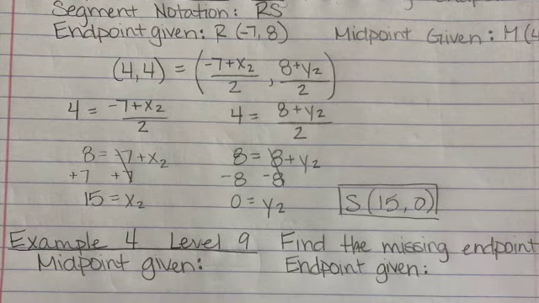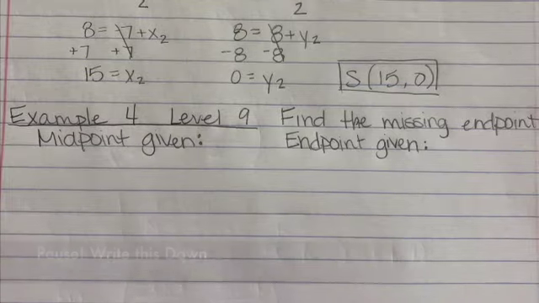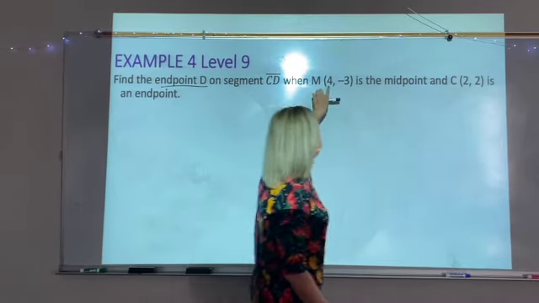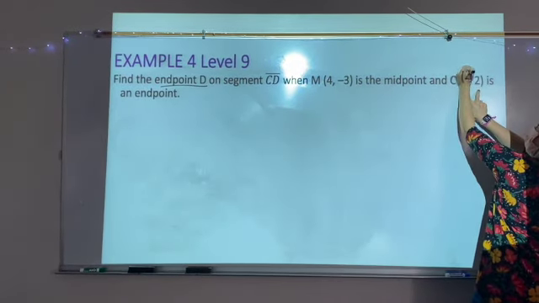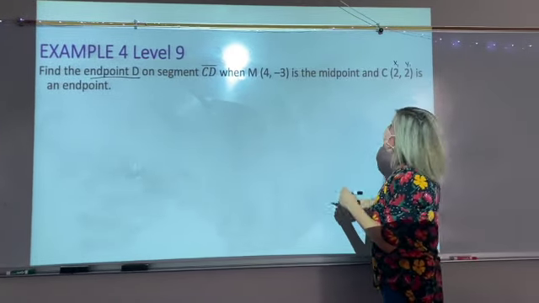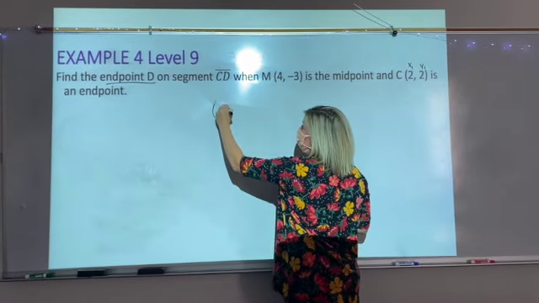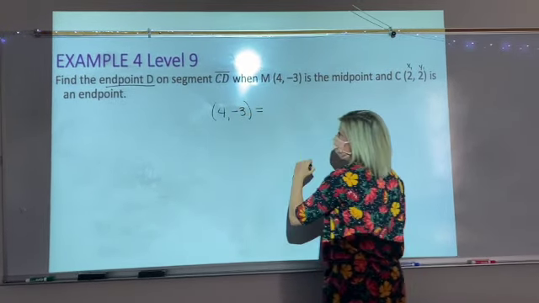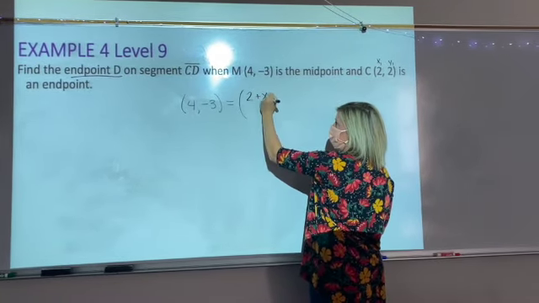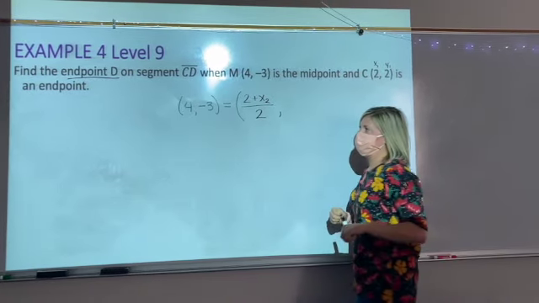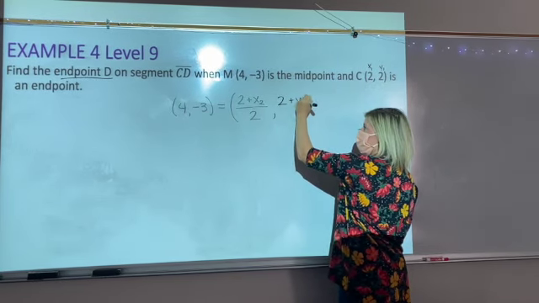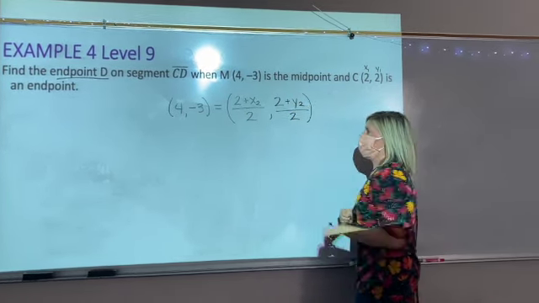Under example 3, take a second to write down our last example, number 4, level 9. So I know that I'm missing endpoint D, but I'm going to use this for the midpoint, and C is going to be my x1, y1. You've already seen the midpoint formula multiple times, so remember we start with the midpoint, 4, -3, we know that much. I also know that x1 is 2, I do not know x2, and we're taking the average of it. And then my y value is also 2, but I don't know y2. And again, we're dividing everything by 2.